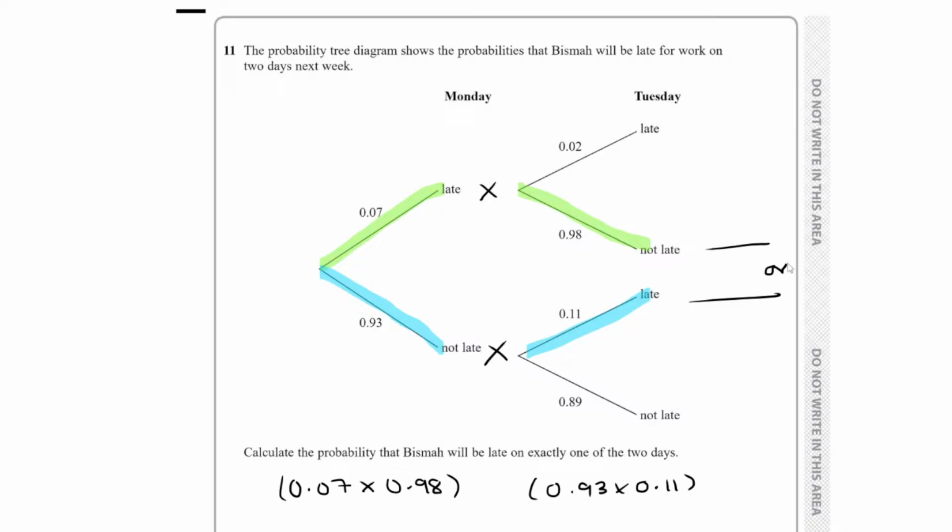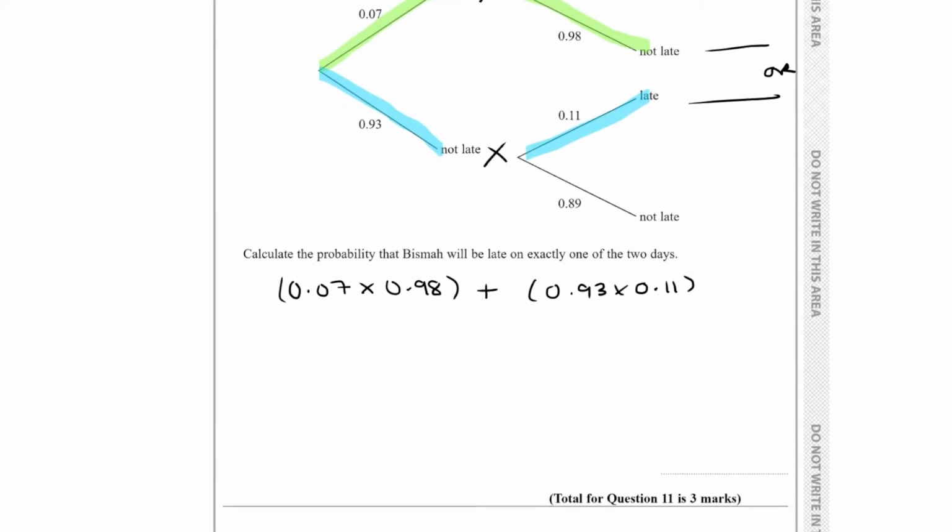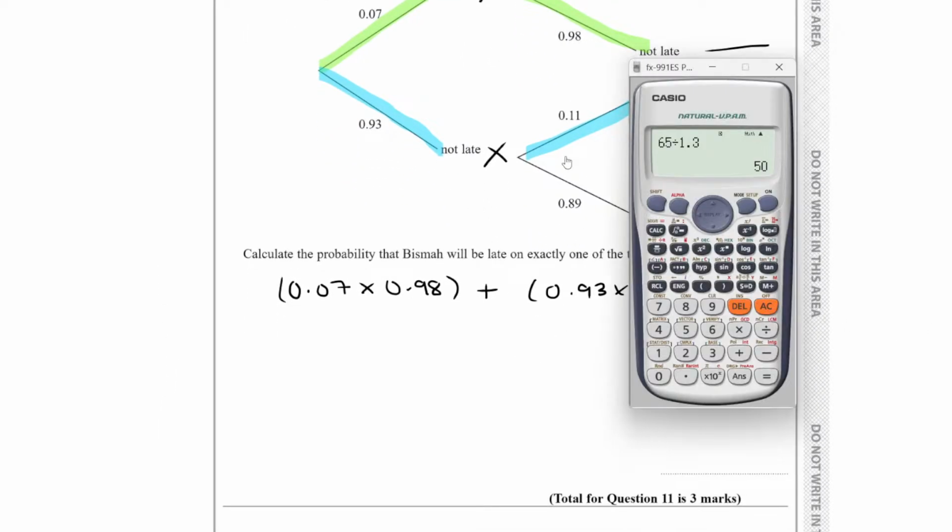When you say or, that's when you add, isn't it? So if you say and, you multiply, which is why between the branches it's multiply. But if it's an or situation, then you add. So that's going to be my calculation. You can obviously work out the individual probabilities if you want. I'm probably just going to chuck the whole thing into the calculator, to be honest.